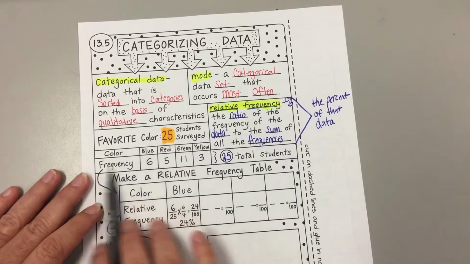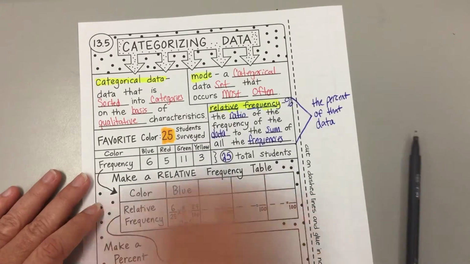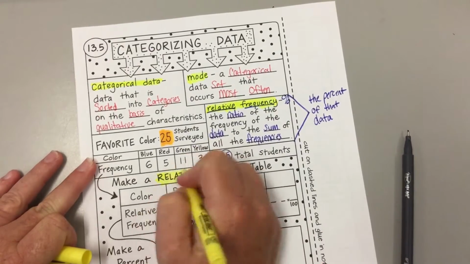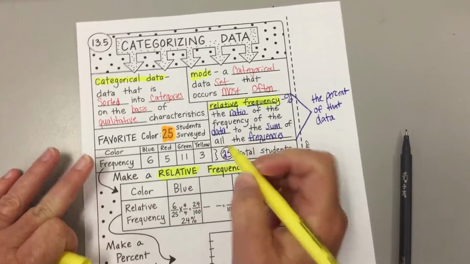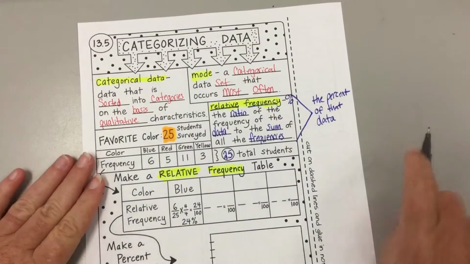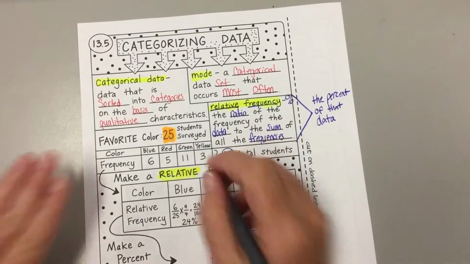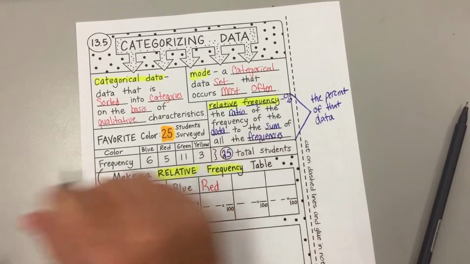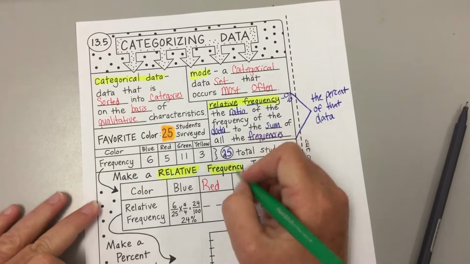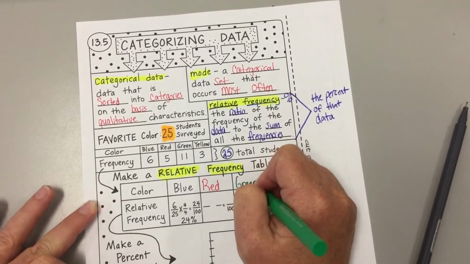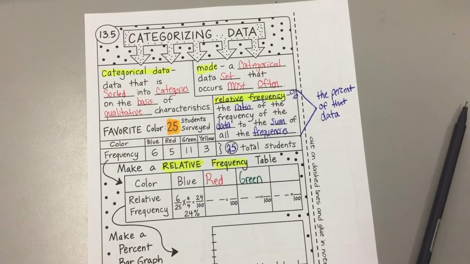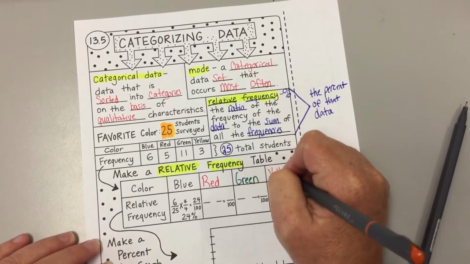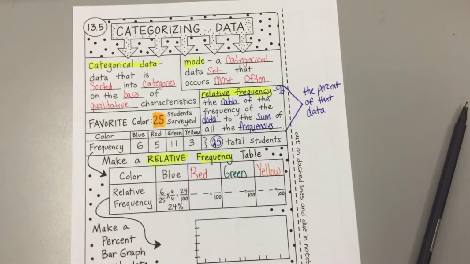Now, this was our frequency. Now we're going to go ahead and make our relative frequency table. First, I'm going to do my colors. We had blue. We had red. We had green, and we had yellow, which I'm not going to use yellow. I'll use orange for that. All right, those are my colors.